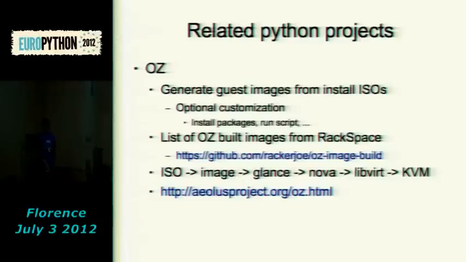Time is flying, so I'll quickly go through the rest of these. Oz basically generates guest images that can be run on OpenStack, or on Amazon as well, or wherever. So it's an independent project, but it fulfills a common need. You can install packages or run custom scripts, or customize your guest image in a myriad of ways. Rackspace cloud builders use it to generate a lot of images for use on their public cloud, for example. And you can follow that link there to get examples.